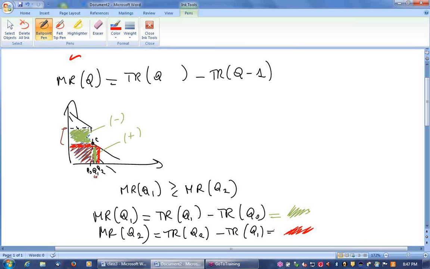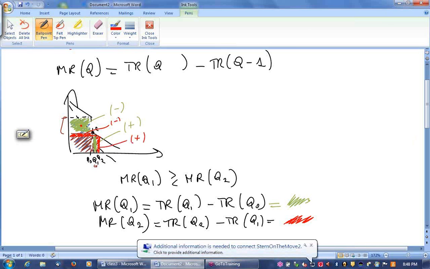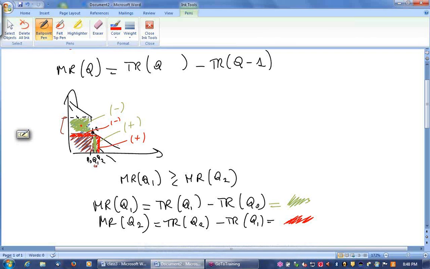So as you can see, let's compare the losses when you sell Q1 with the losses when you sell Q2. This green area is much bigger than the red area, right? This is a minus here, this is a plus. So the loss from selling Q1 is much bigger than the loss from selling Q2, but the gains are almost similar, right? Because the two areas that are plus are almost similar. This means that the marginal revenue from selling Q1 is smaller than the marginal revenue from selling Q2, right?